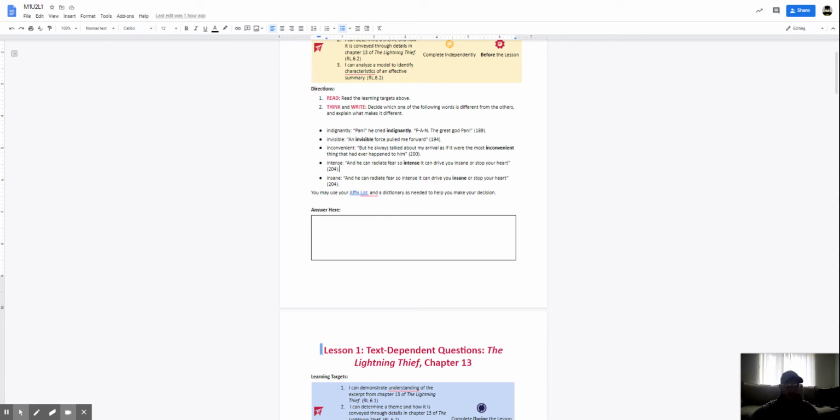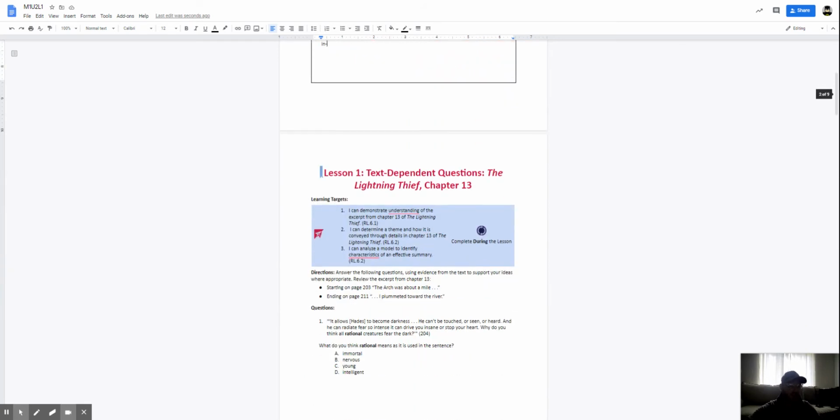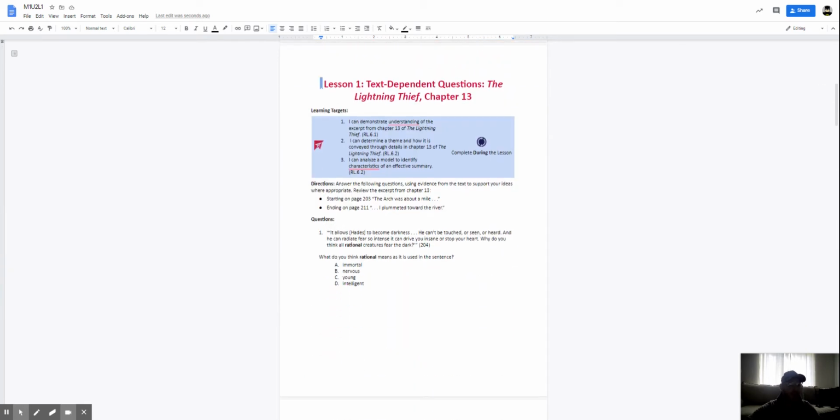Basically, they're trying to get you to look at the prefix, or affix, in, meaning not. So insane, not sane. Intense could actually be a little bit different. So that means very tense. So you're going to have to look it up and figure it out. All right, so let's get down to it.